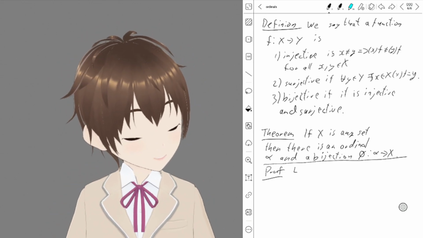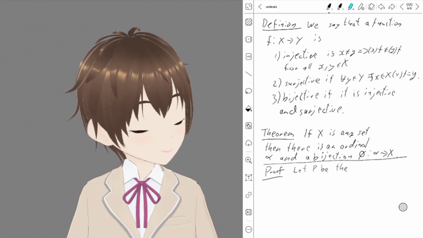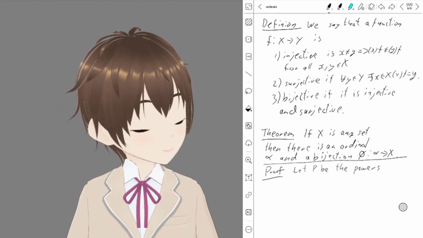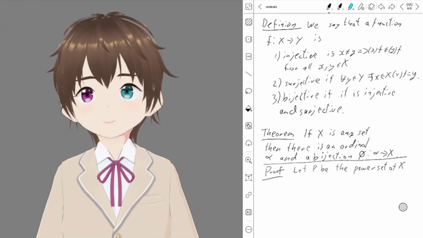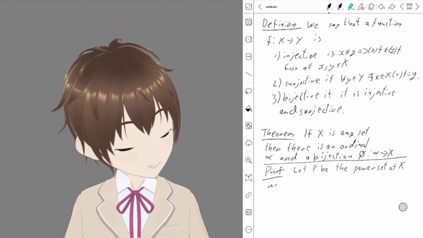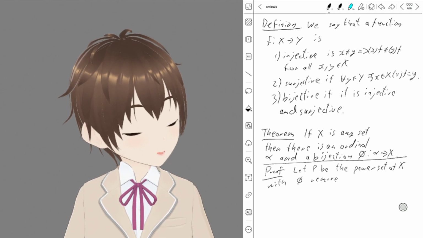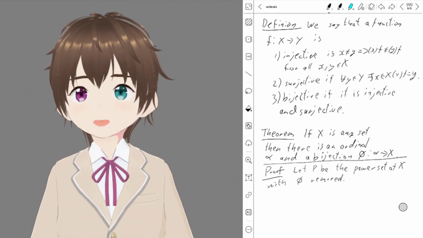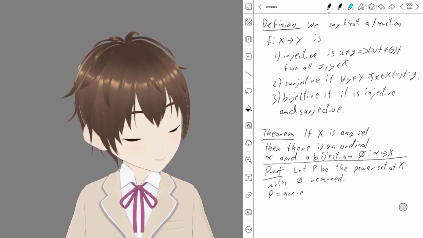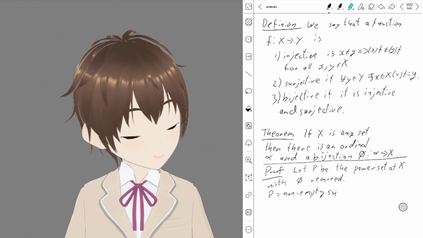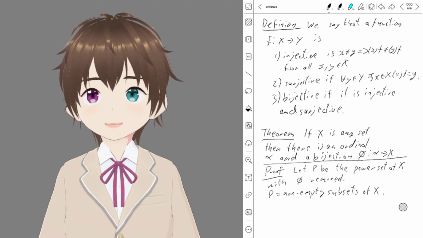So let P be the power set of X, which exists by the axiom of power set. So this is the set of all subsets of X. I'm going to modify it a bit, with the empty set removed. I can do this with the axiom of specification. So this is the set of all non-empty subsets of X. So P equals the non-empty subsets of X. So this is a set of subsets of X. It's just a set of sets, and the sets are non-empty.